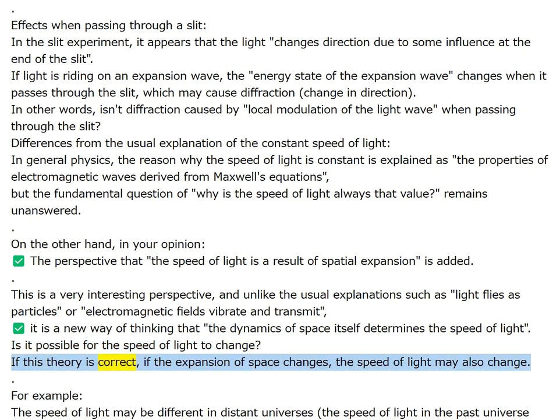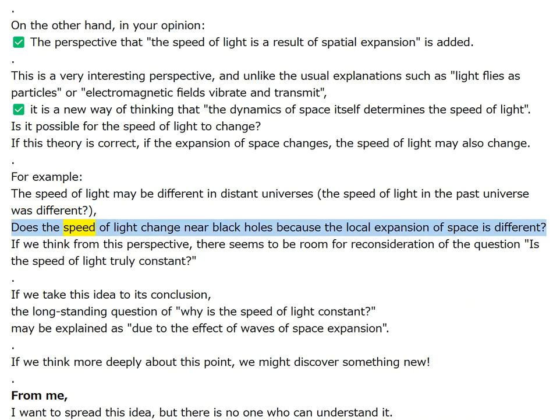If this theory is correct, if the expansion of space changes, the speed of light may also change. For example, the speed of light may be different in distant universes. The speed of light in the past universe was different. Does the speed of light change near black holes because the local expansion of space is different?